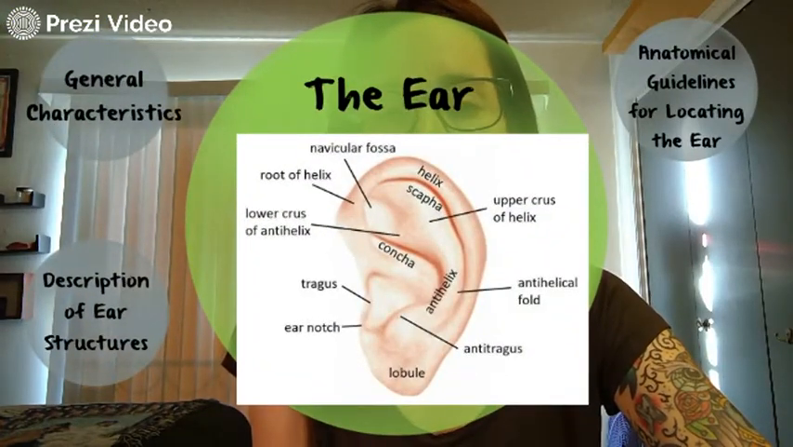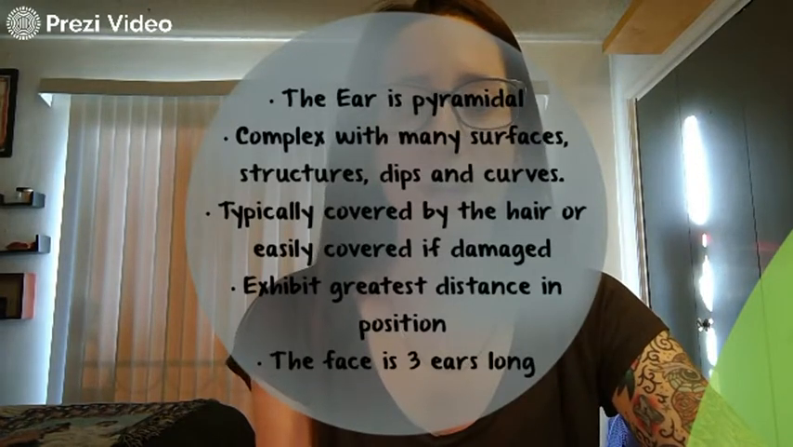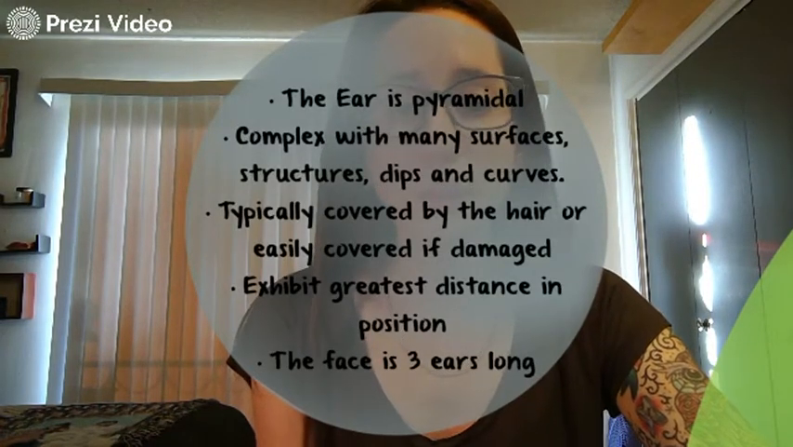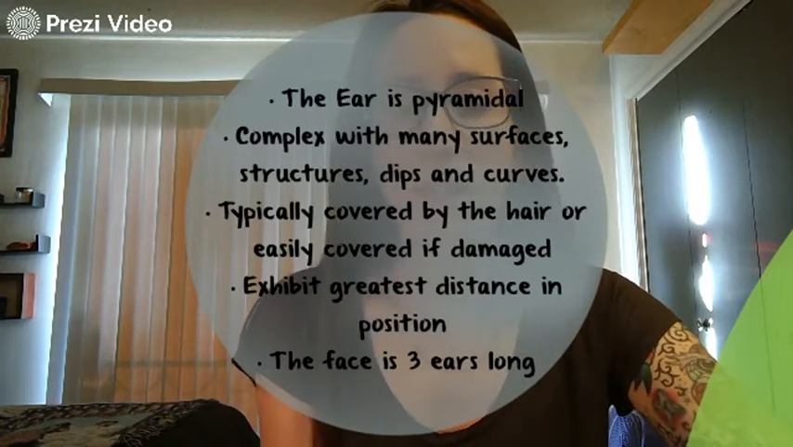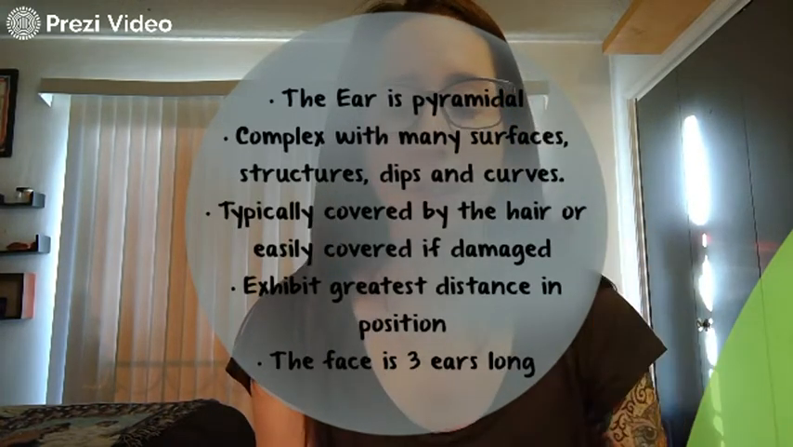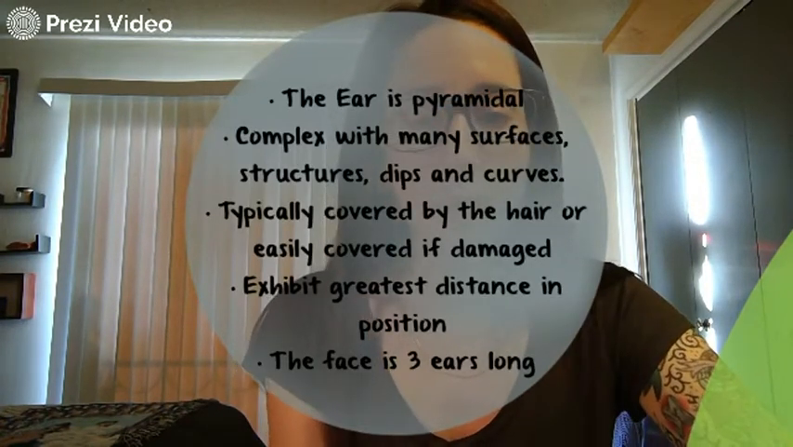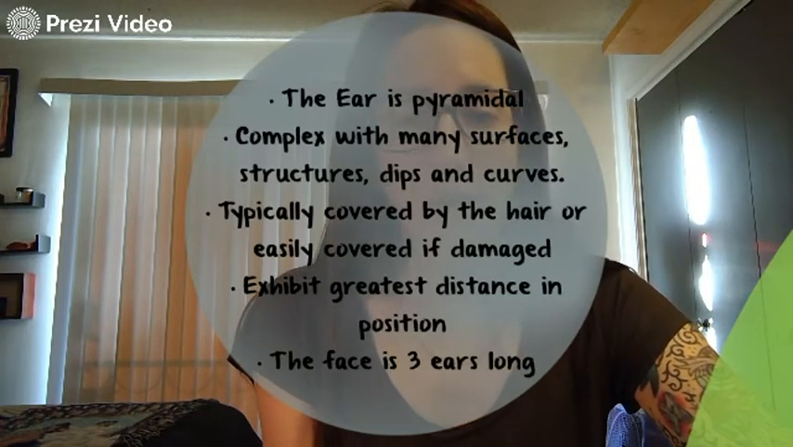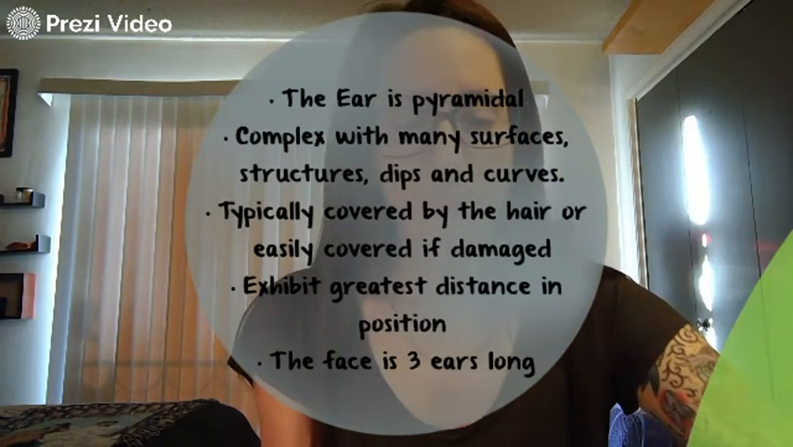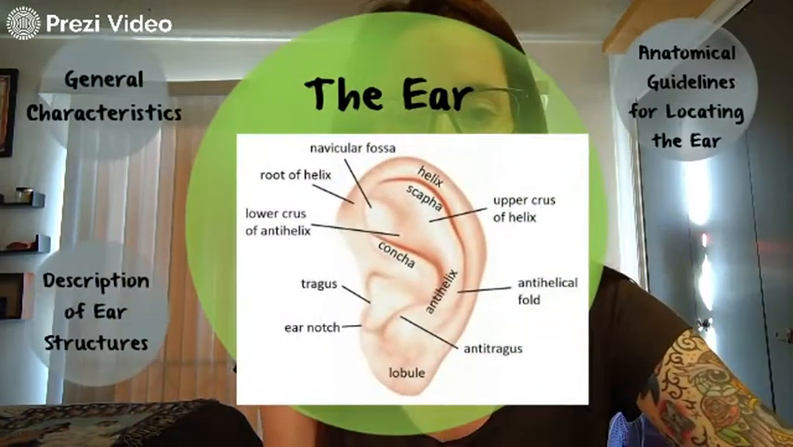The general characteristics of the ear is what we're going to go over first. The ear is in the shape of a pyramid. It's complex with many surfaces, structures, dips, and curves. It's typically covered by the hair or easily covered if damaged, even if the person doesn't have hair. It can always be covered by a scarf or a hat. The ears exhibit the greatest distance in position. And fun fact, the face is 3 ears long.